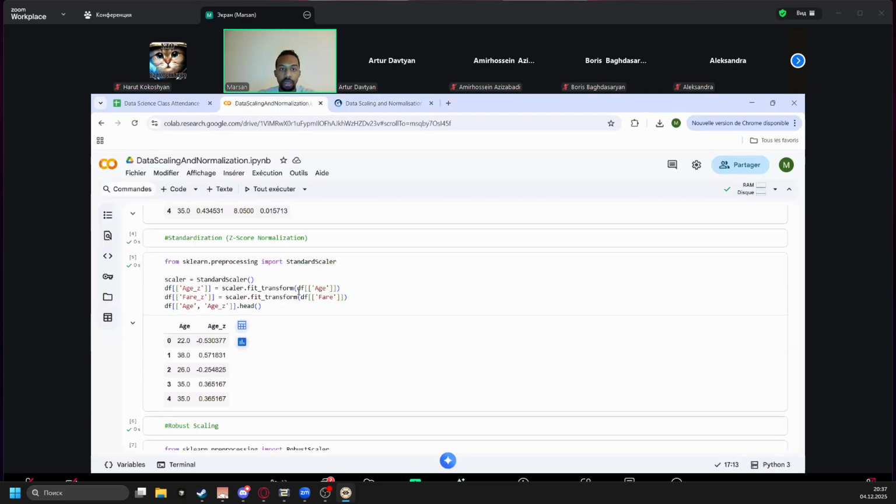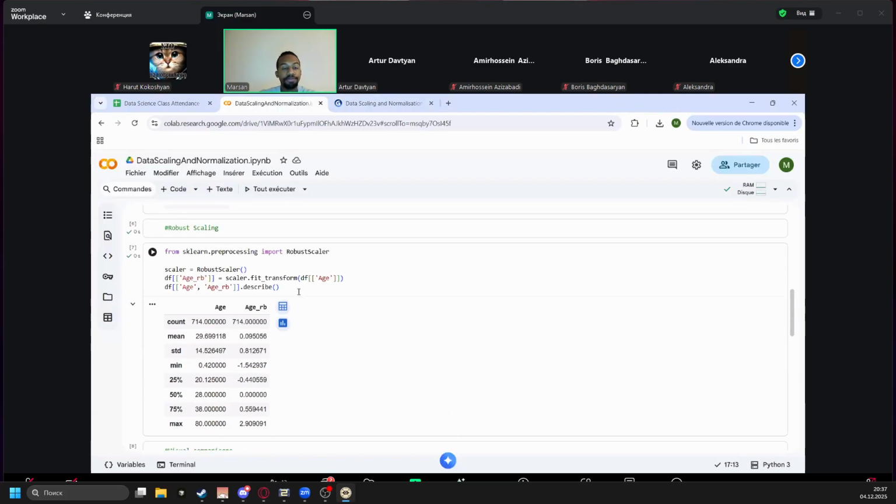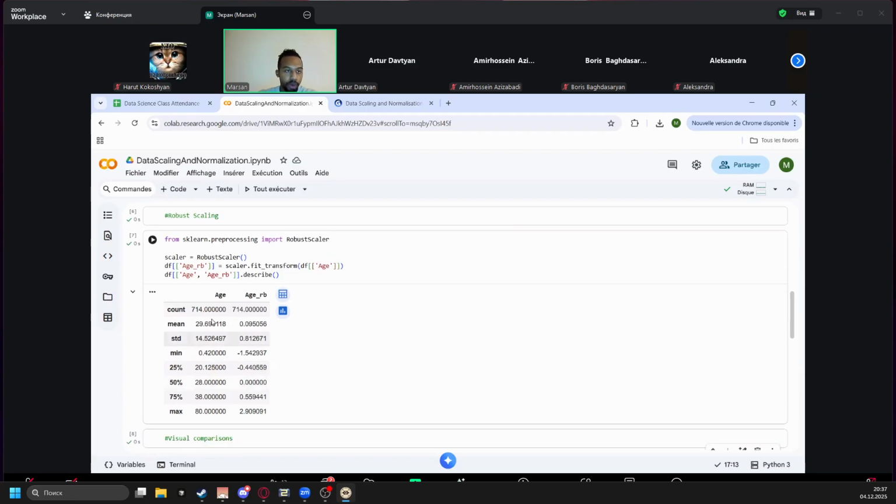And once again, in Python with scikit-learn, we have a RobustScaler which allows us to use the robust scaling technique. If we use it, for instance, for the age, we can see that the mean is now close to 0. The standard deviation is almost 1, and all the values are between -3 and 3.